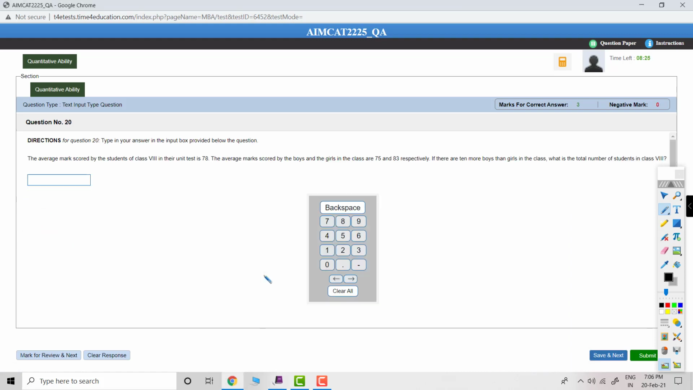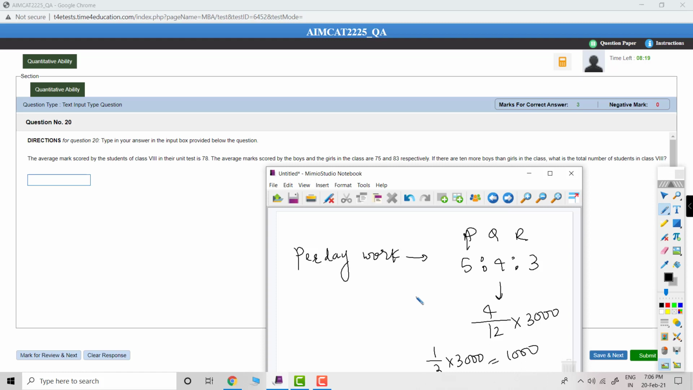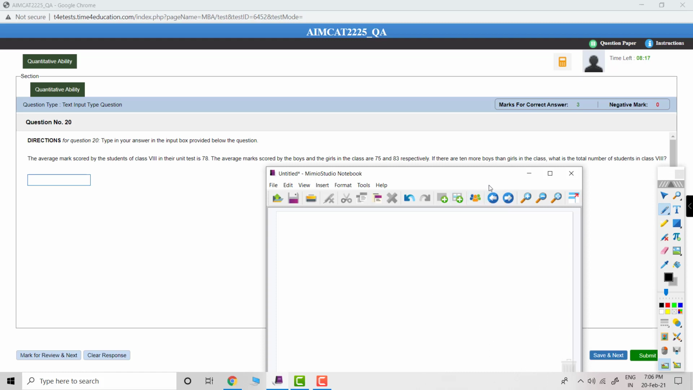So now next question, look at question number 20. Okay, question number 20 says that, look at the average marks scored by the class 8 in their unit test is 78. The marks scored by boys and girls, okay, this is the allegation question. Marks scored by boys and girls, it's 75 and 83. Look at 75 and 83. If we combine both boys and girls, the average of class becomes how much? 78. Now we need to take the positive cross difference.